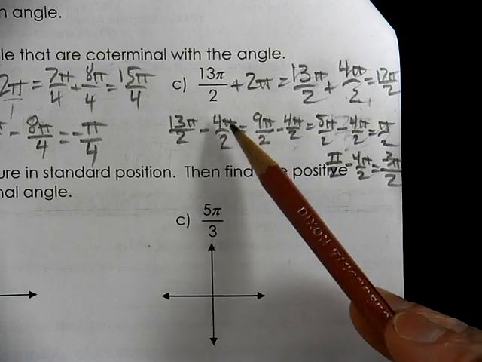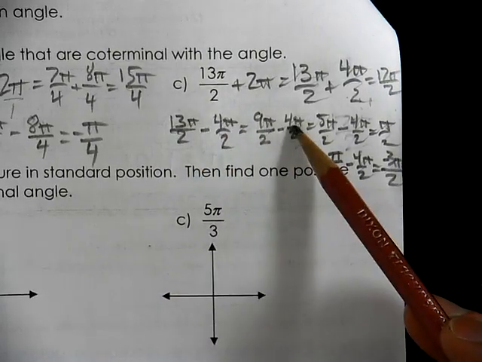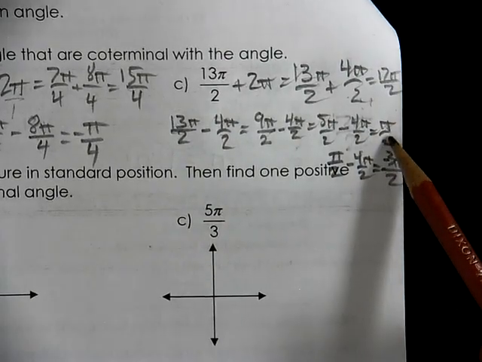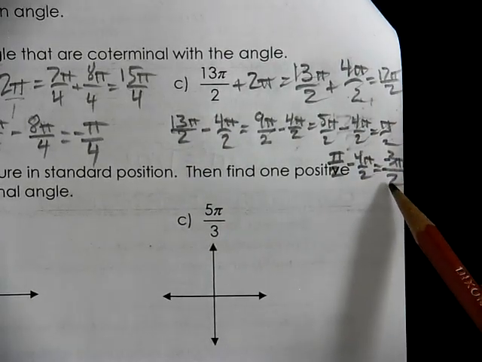That was a little tough. We had to keep subtracting 2 pi from that one, 2 pi from that one, a full circle from that one, a full circle from this one. And there we landed.